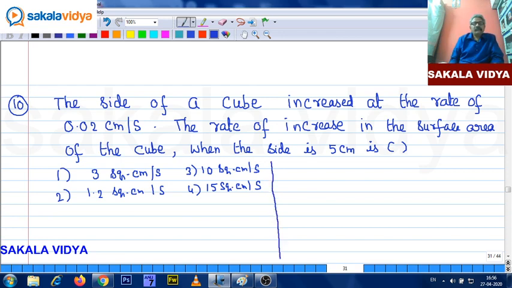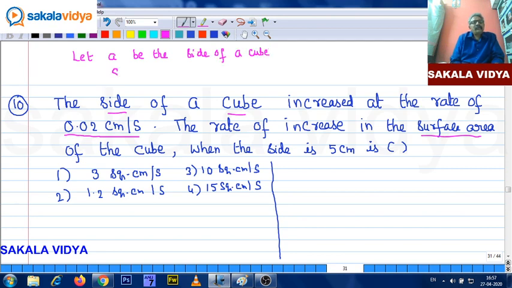Now, this problem is related to the cube. The side of a cube is increased at the rate of 0.02 centimeter per second. Rate of increase in the surface area of a cube. So, first we need to find out, let us say, let a be the side of a cube. Surface area means actually here 4a square, this is the formula.